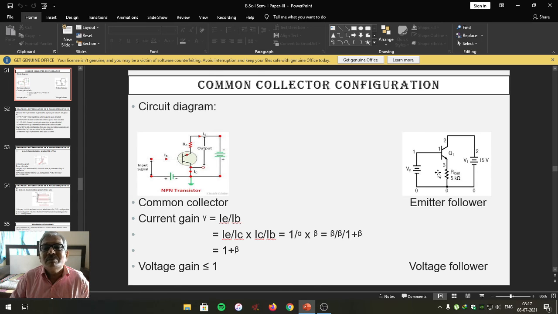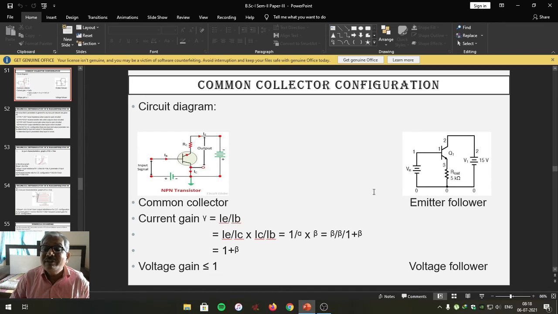When we speak in terms of voltage gain of this particular configuration, which is defined as the ratio of output voltage upon input voltage, here output voltage is the same as input voltage. Therefore, if you take the ratio of output voltage upon input voltage, VO upon VI, with VO equal to VI, hence the voltage gain is 1. Voltage gain is 1.